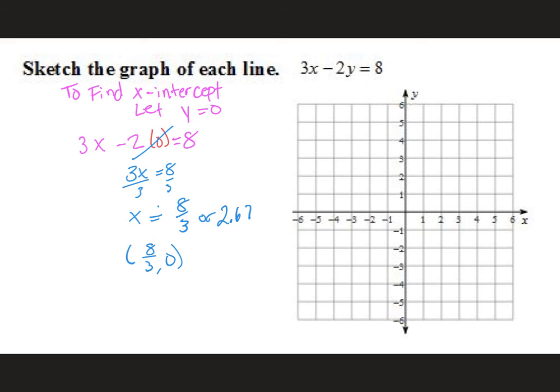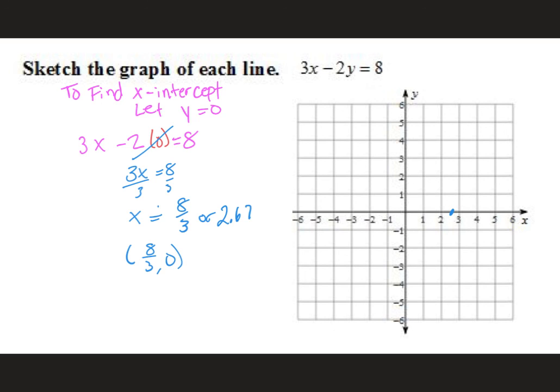You should make sure to read the instructions on your assignment when you're completing them. If you're completing on Edulastic, it will tell you whether it should be an improper fraction or a decimal. So I'm going to leave it as an improper fraction. And this is the x-coordinate, or the x-intercept, 8/3. So that's past the 2, a little bit more than halfway between 2 and 3. So I'm just going to estimate around there for your x-intercept.